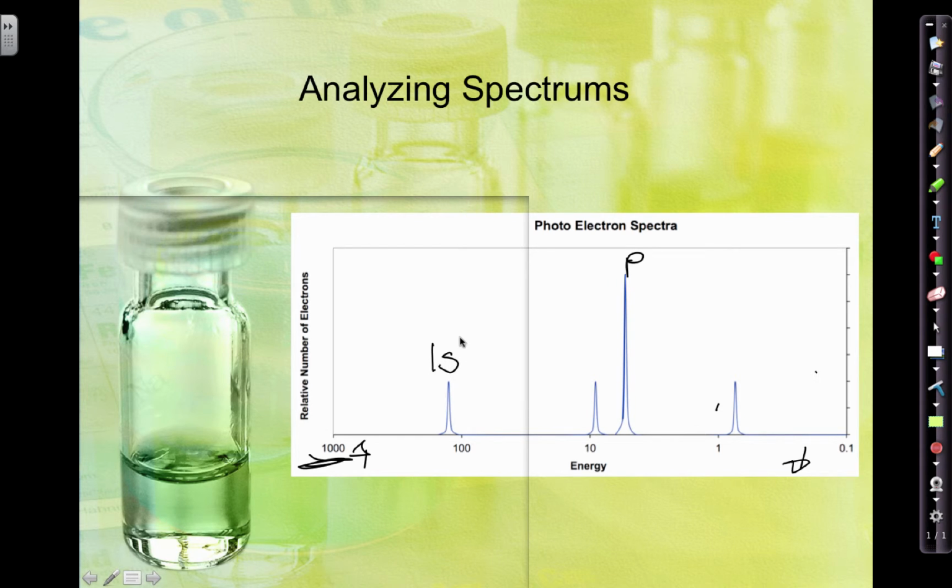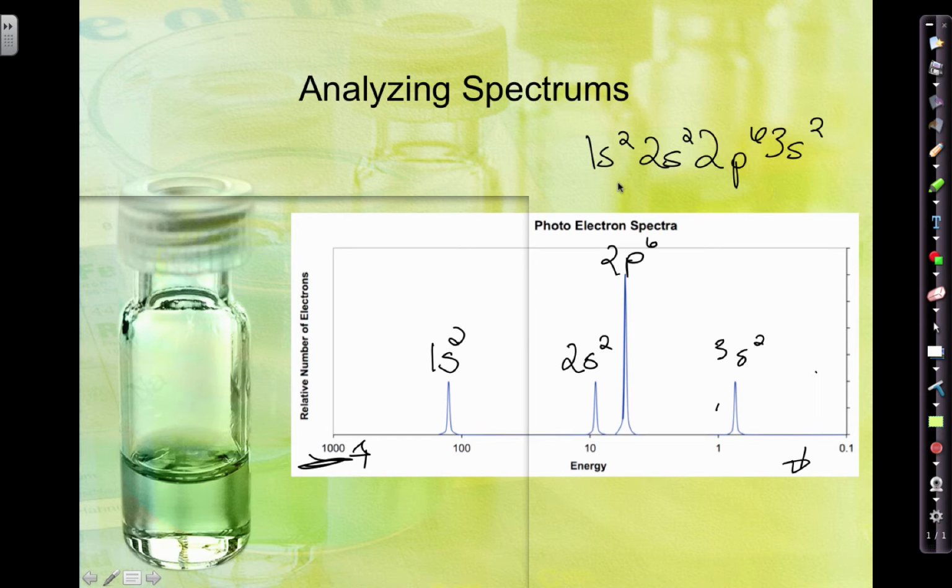So we have 1s2. So 2 electrons in 1s, then we have 2s2, and then the next peak should be the 2p, and then since it goes 3 times as high as this, 2p6. And then the next one should be, since it's the same height as this one, 3s2. So this is my configuration for this element. So it's 1s2, 2s2, 2p6, 3s2, which makes sense.